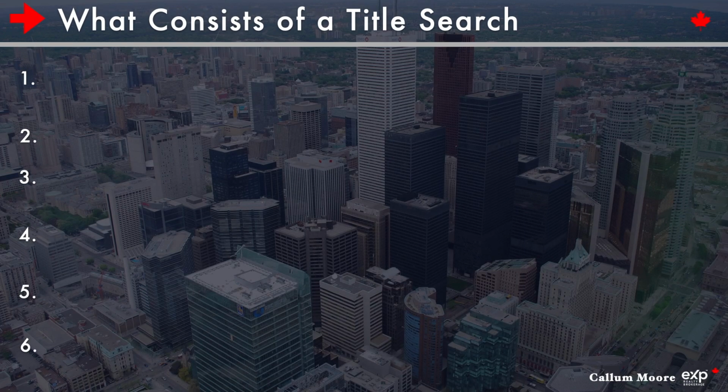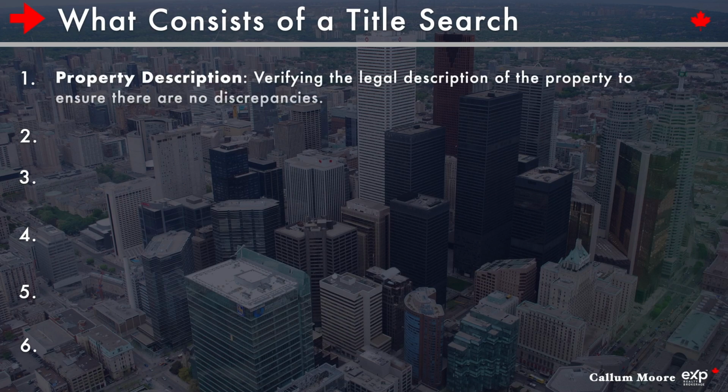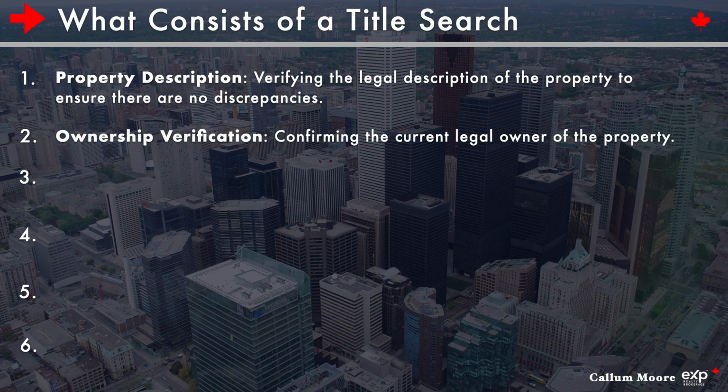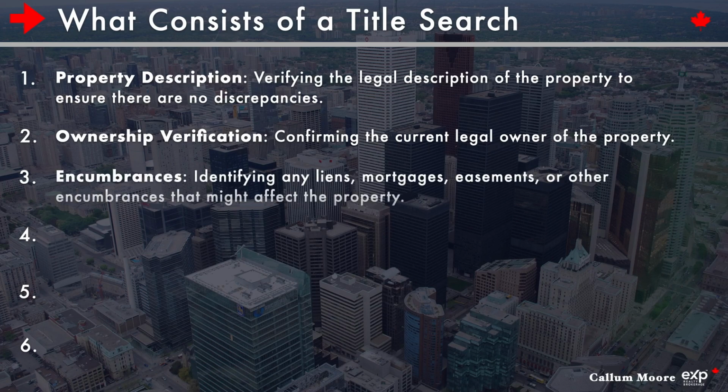First, what is title search, with a good broad scope of key pointers? It is property description, verifying the legal description of the property to ensure there are no discrepancies. It's ownership verification, confirming the current legal owner of the property. Encumbrances, identifying any liens, mortgages, easements, or other encumbrances that may affect the property.